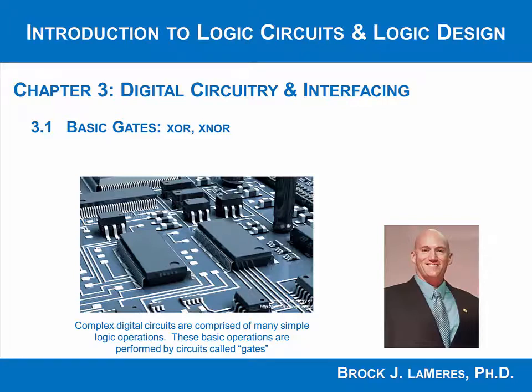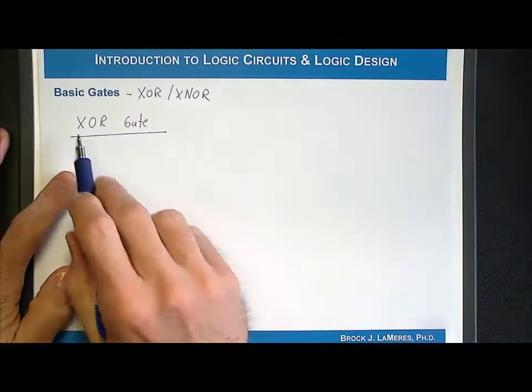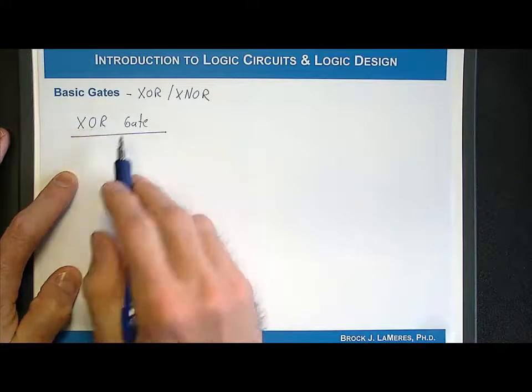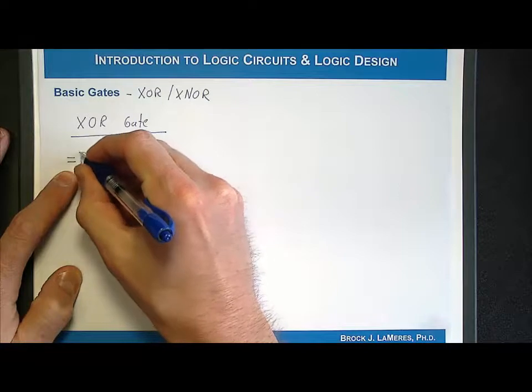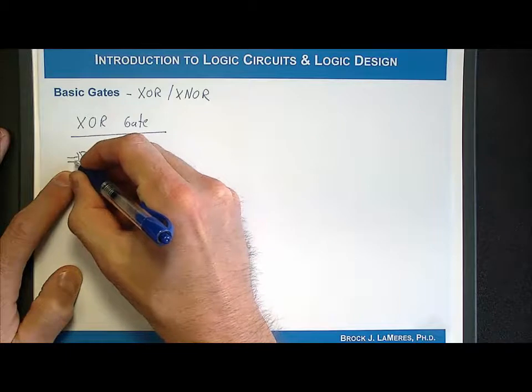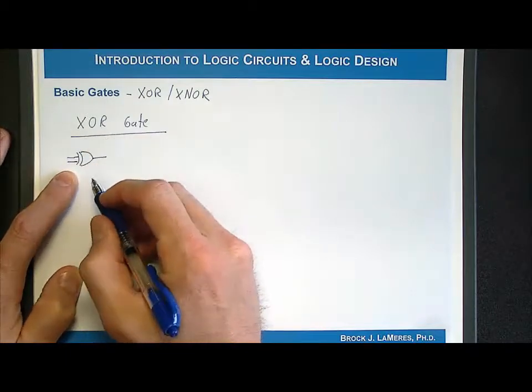Now let's take a look at the last two basic gates, those being the exclusive OR gate and the exclusive NOR gate. So the first one is called an exclusive OR gate, also called an XOR gate, and the symbol for this, for a two-input version, is going to be similar to an OR gate, with the exception that it's going to have two curved lines on the left-hand side.